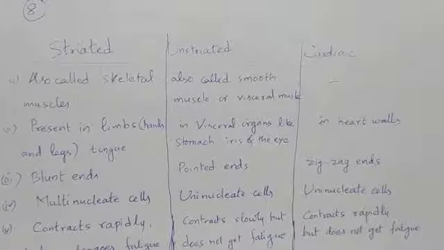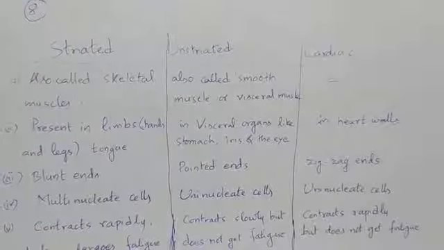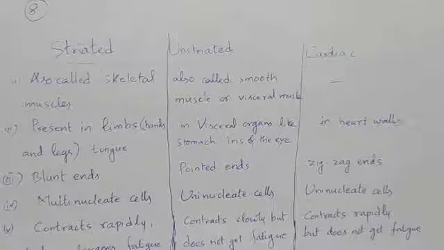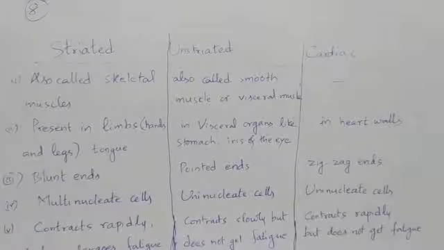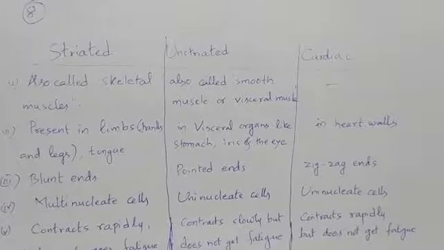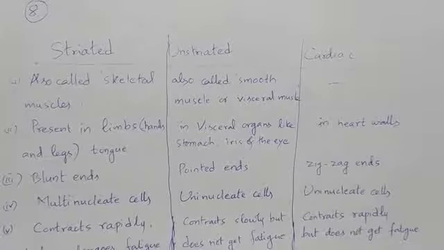Unstriated muscles are also called smooth muscles or visceral muscles. Cardiac muscles have no other specific name. Why are striated muscles called skeletal muscles? Because these muscles are associated with the skeleton.